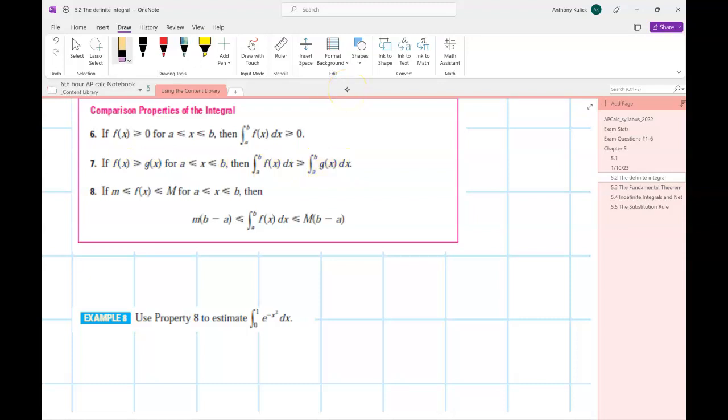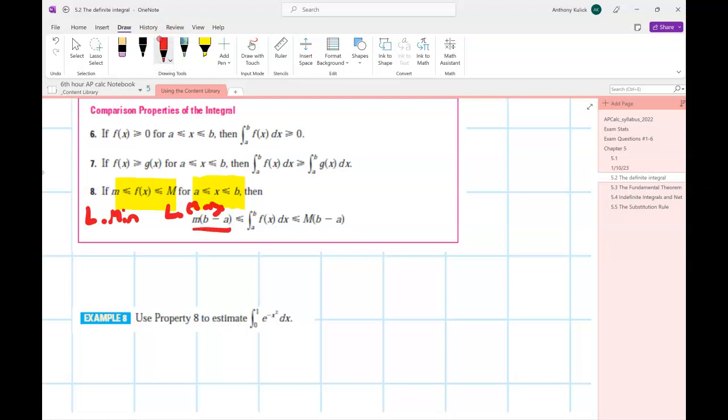This last one is the one where we're going to draw a picture to really hammer this home. It says if f of x is bounded between little m and big M, little m we might call the local minimum, and big M we might call the local maximum, where the locality is that interval from A to B. Then m times b minus a is less than or equal to the integral, which is less than or equal to cap M times b minus a.